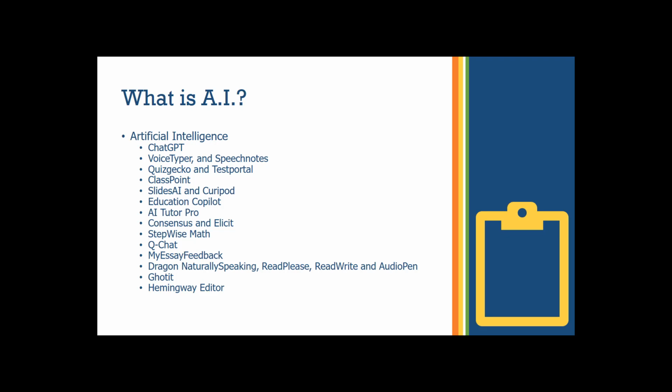There are also AI tools to help people with special needs. Dragon Naturally Speaking, Read Please, Read Write, and Audio Pen provide text to speech tools. So by highlighting any text, the computer will read to you. There's also things like GoTit, which is amazing for people who have dyslexia and are neurodiverse or have ADD. Unfortunately, it's about $300 to purchase it.